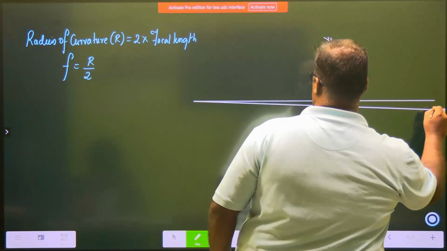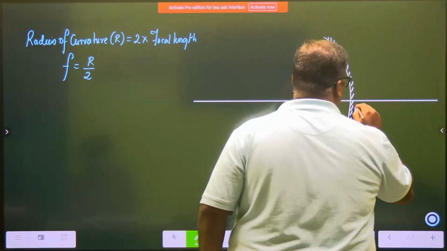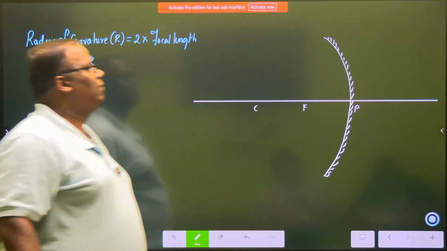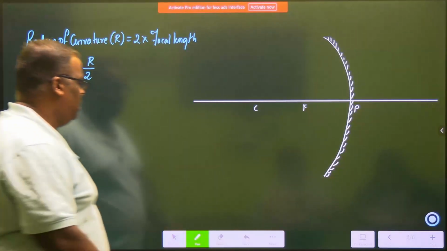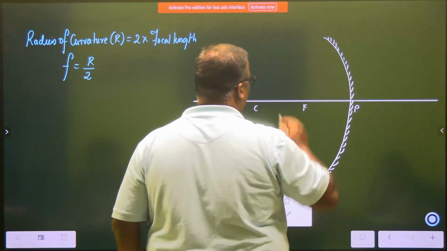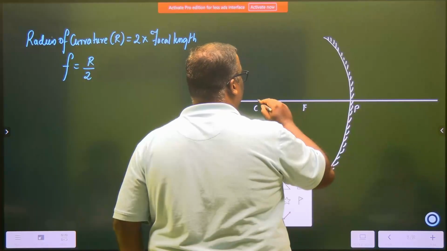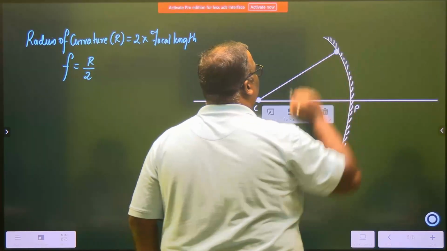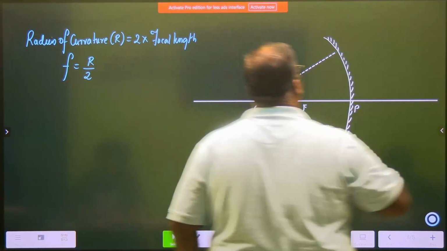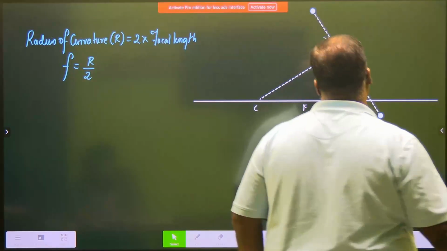And we have our principal axis. This is my pole of the mirror, right? And this is my focus. And let's say this is the center of curvature. Fine, children? Okay, now just try to understand. From center of curvature, say I'm taking it with the H diagram. This is a radius. Do you agree? This is a radius. So if this is a radius, let me try to draw a tangent for this radius. This is the tangent for this radius.